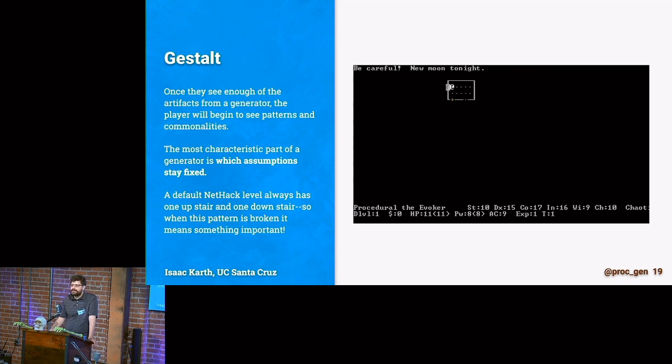And so once we see enough artifacts from a generator, you can start to see the patterns and get this feel for the Gestalt. I think the interesting thing about this is often the most characteristic part of a generator turns out to be the things that it isn't generating. For example, a default NetHack level always has one upstairs and one downstairs. So whenever that pattern gets broken, you know that something important is going on.